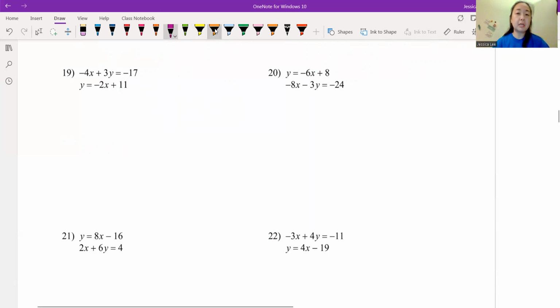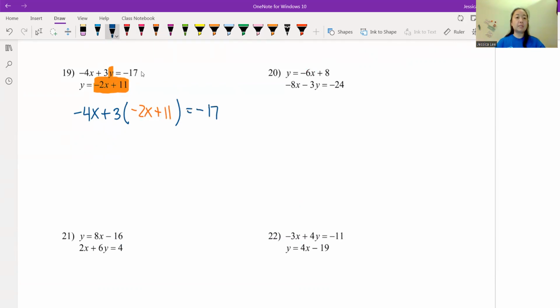So what you're going to do is take this -2x plus 11, and we're going to plug it into that y right there. Like, we're going to squeeze that all into there. So what we're going to get is, let's see if I can show you. So -4x plus 3. Now, instead of y, what is y also equal to? This -2x plus 11. Let me see if I can color coordinate it, is equal to -17.